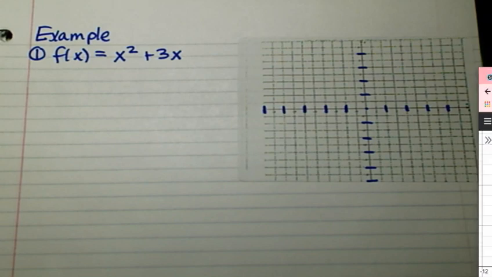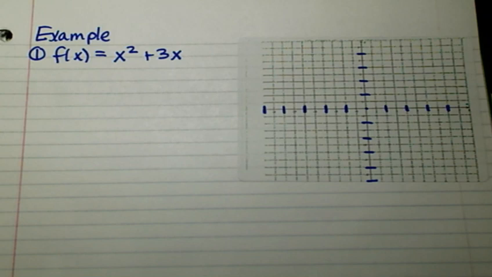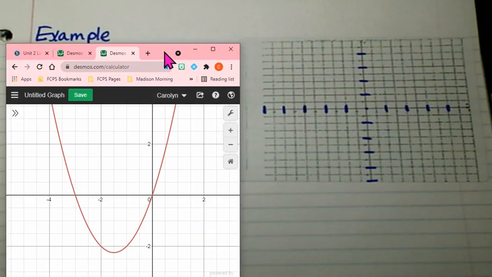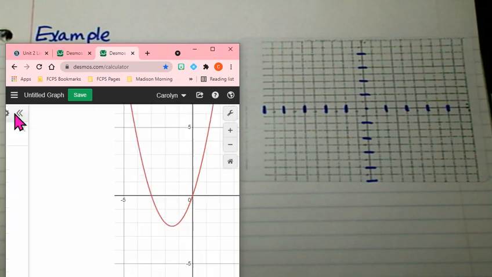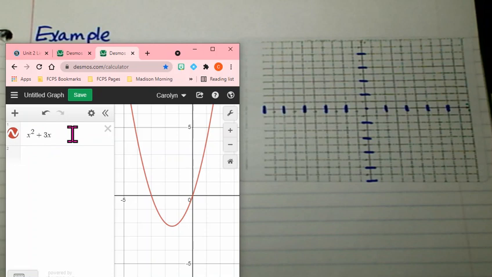Okay, so when I graph this, I'm not graphing it by hand. All right, there you go. Okay, so I graphed it in Desmos, and I'm just transferring it onto my paper. Okay, this is the equation. See, I typed it in, and this is what I'm graphing.